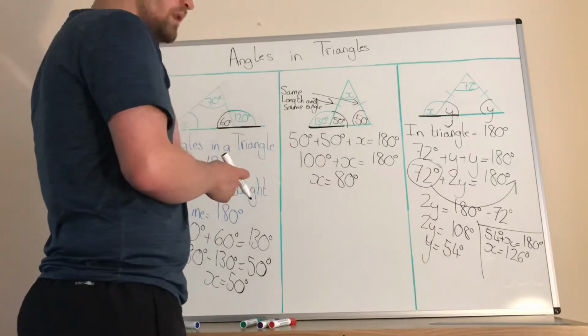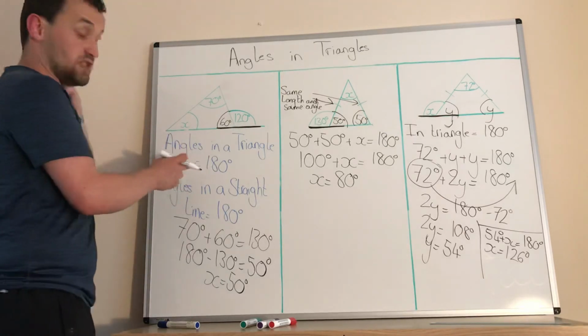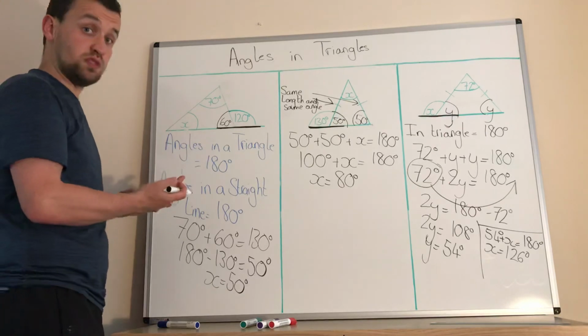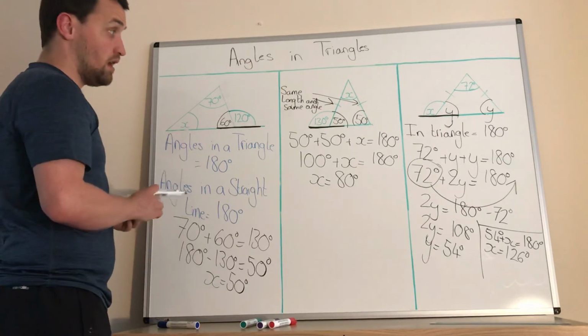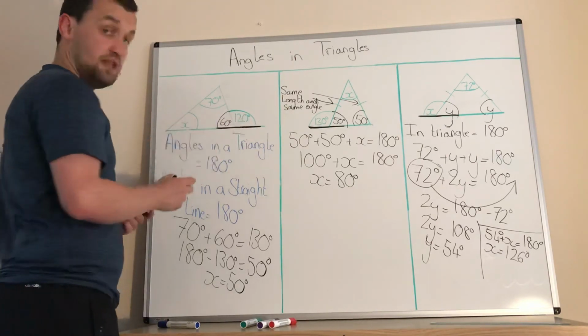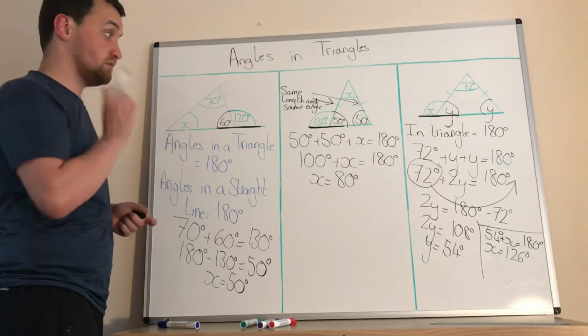If you are struggling with anything inside the triangle, you need to look back at last lesson's work. Just to summarize, angles in a triangle equal 180 degrees. We did that last lesson. Angles on a straight line, this is what I've introduced to you today, is 180 degrees. See if you can find the straight line if you need it, and then you need to work out everything that's in the triangle.